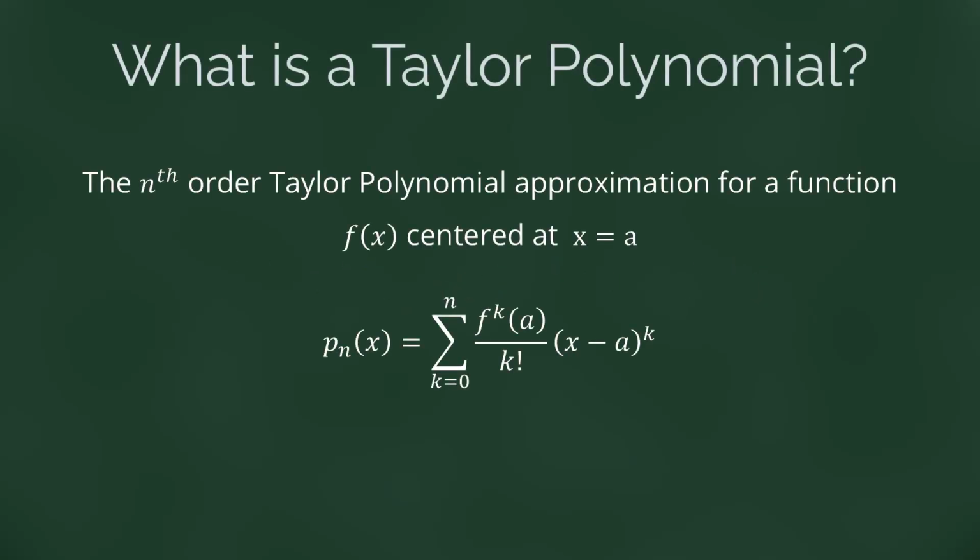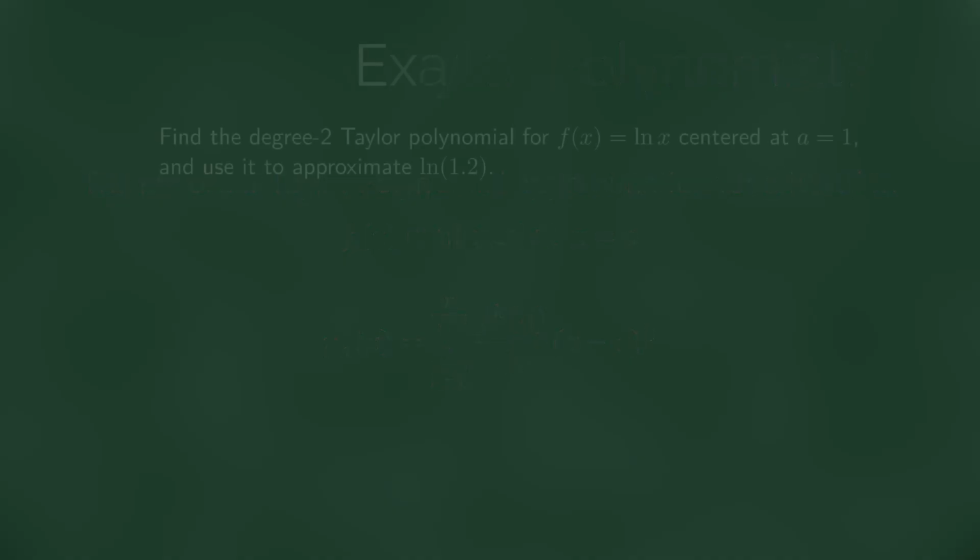Let's start off with a reminder of what a Taylor polynomial is. So the nth order Taylor polynomial, which we're going to call p sub n of x, we're going to use that to approximate a function f of x centered at x equals a. That's going to be given by the sum from k equals 0 to n of the kth derivative of f at a divided by k factorial, all times x minus a raised to the k power.